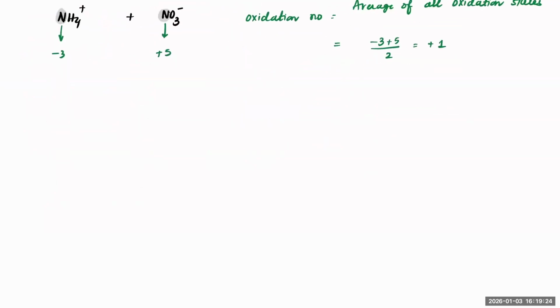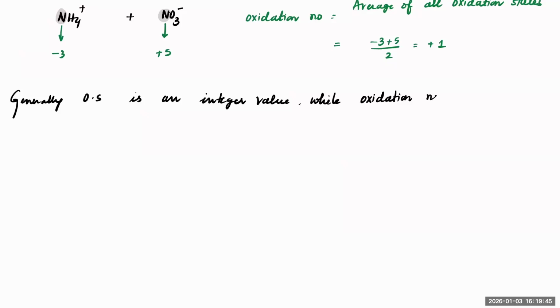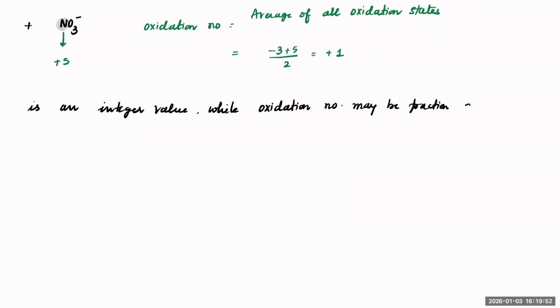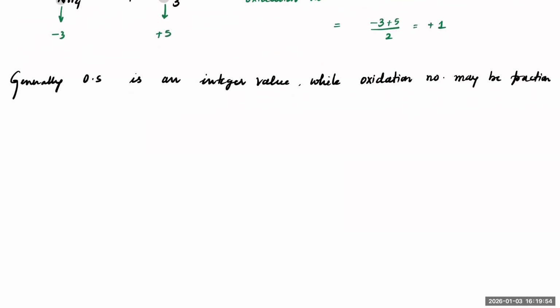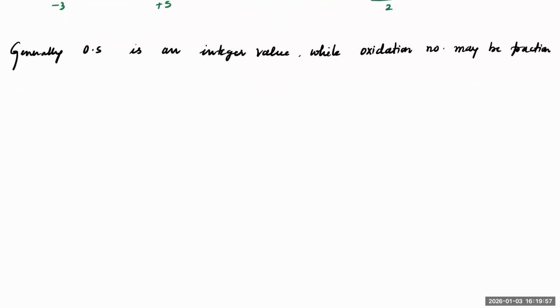Now, generally, oxidation state is an integer value, while oxidation number, being an average, may be a fraction also. Got it? Let me show you with one example.